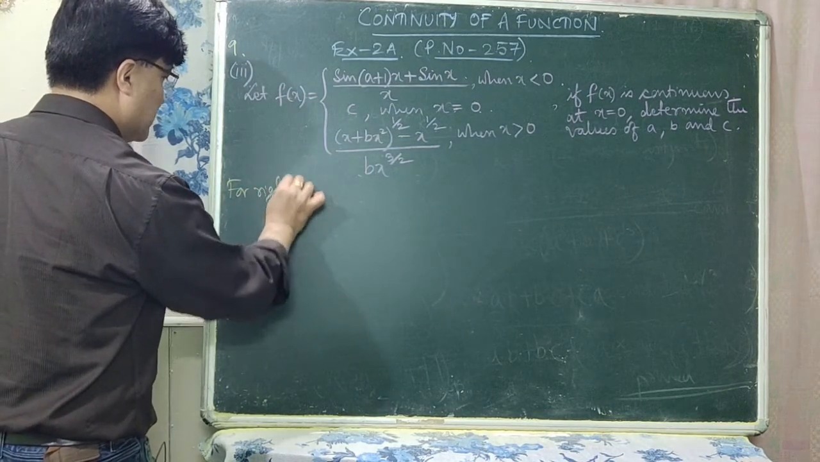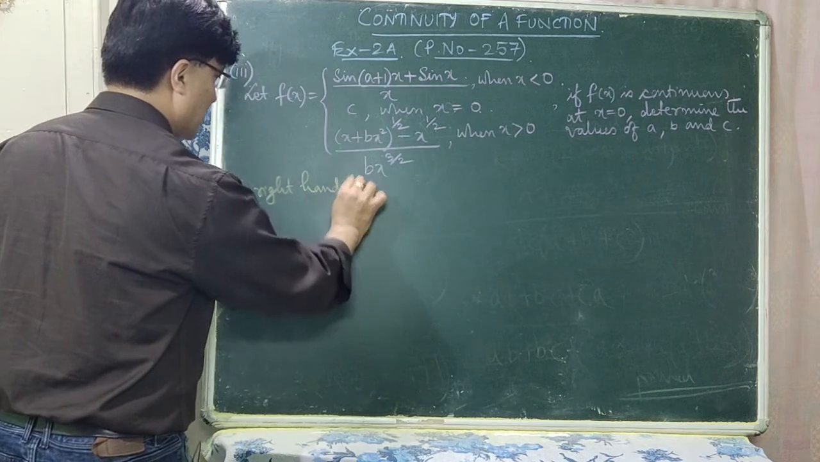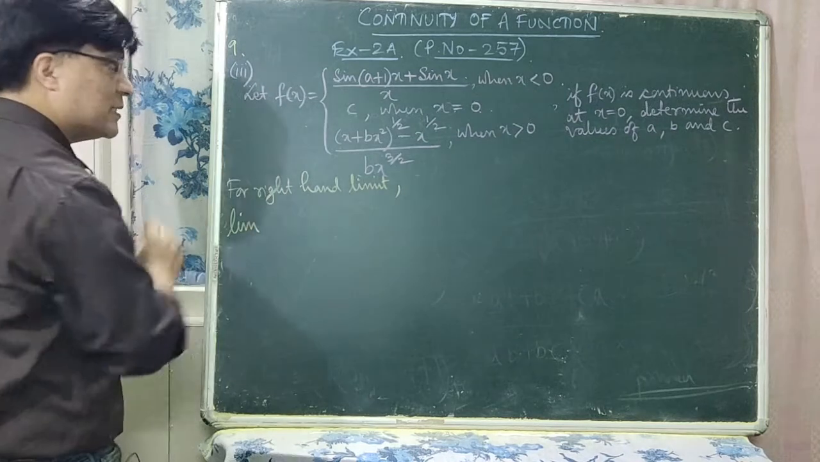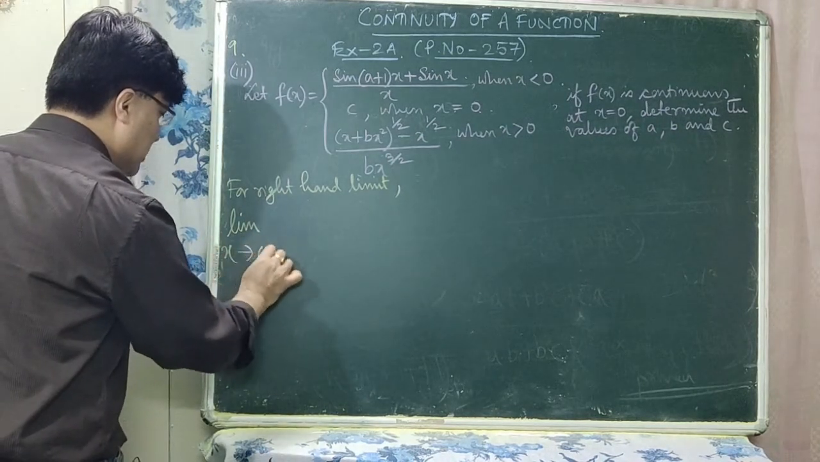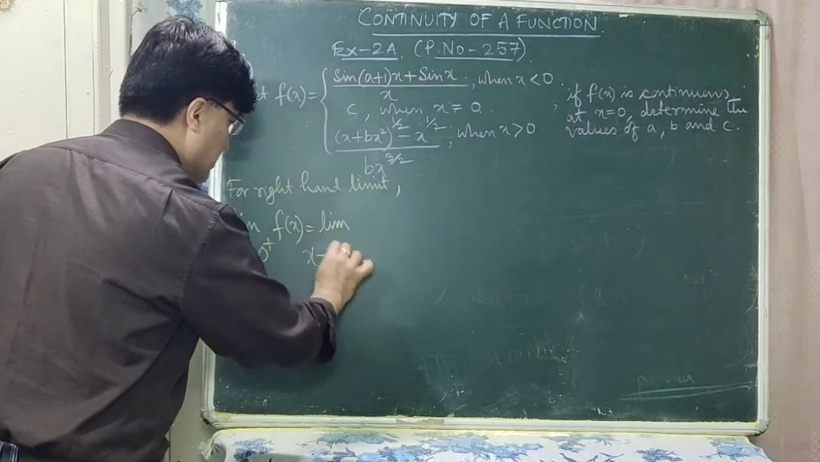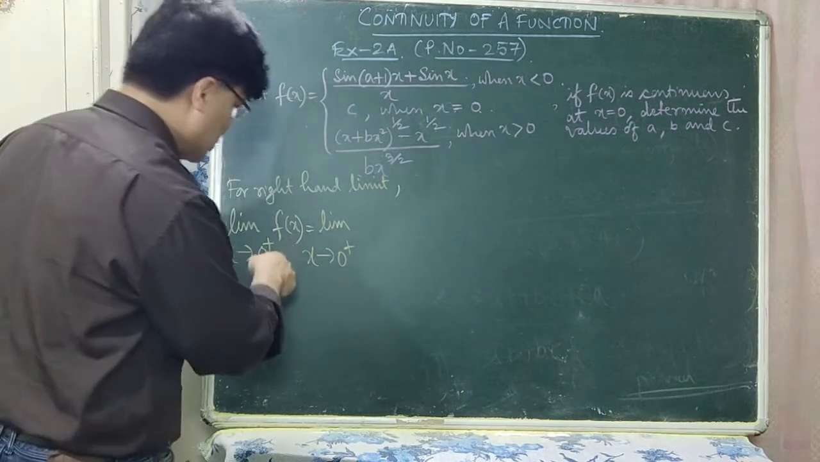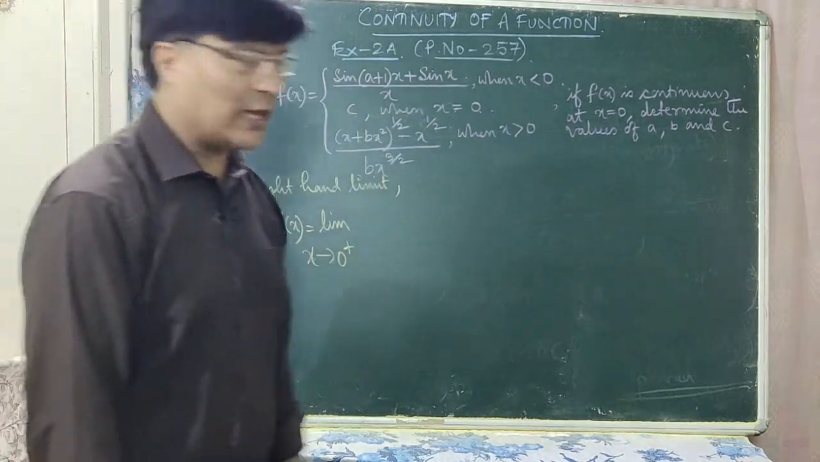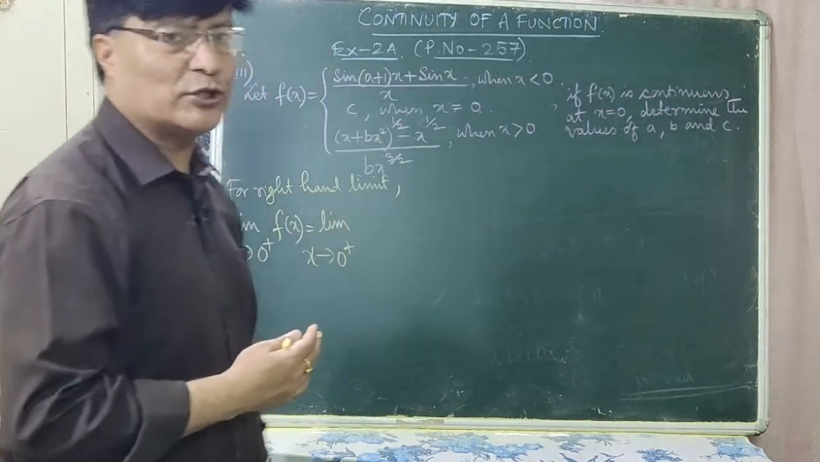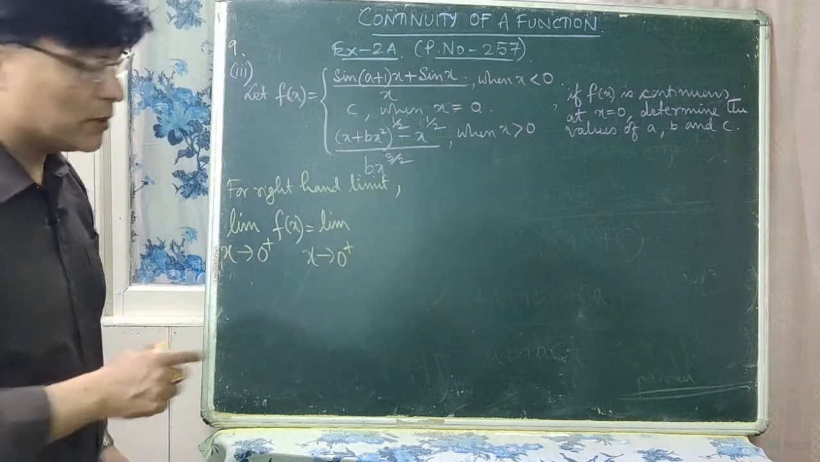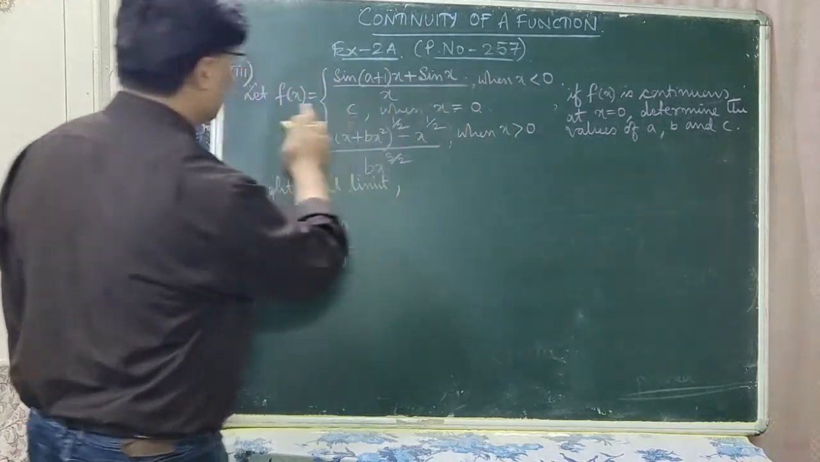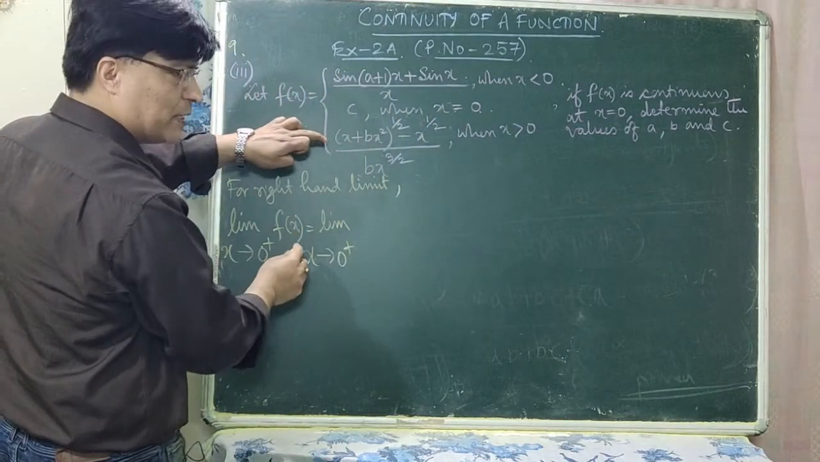For the right hand limit, we can write that at x equal to 0, limit x tends to 0 plus f of x is equal to limit x tends to 0 plus. What is meant by x tends to 0 plus? x is approaching 0 from the right hand side, and on the right of x equal to 0, all the values of x are greater than 0. So what is the value of f of x when x is greater than 0? The value of f of x is this one. So let us copy it here.